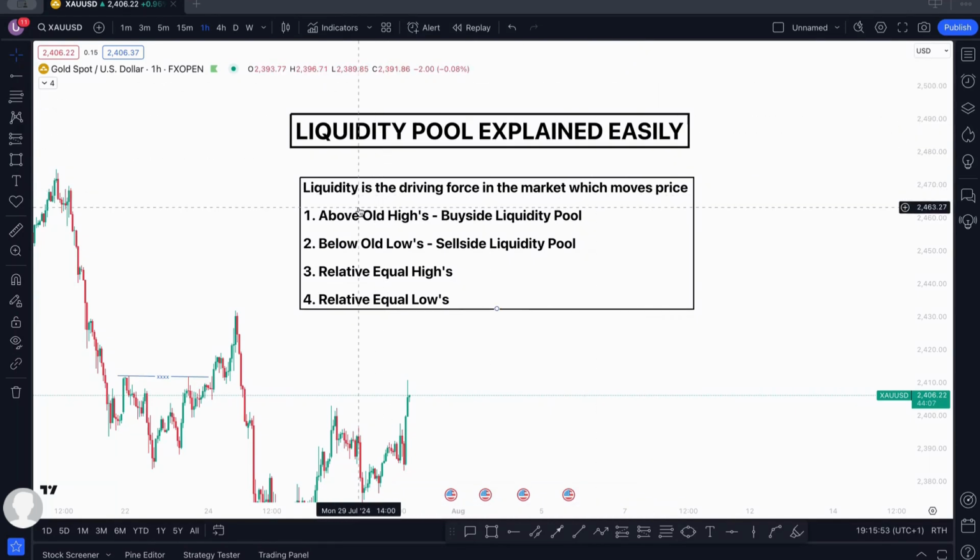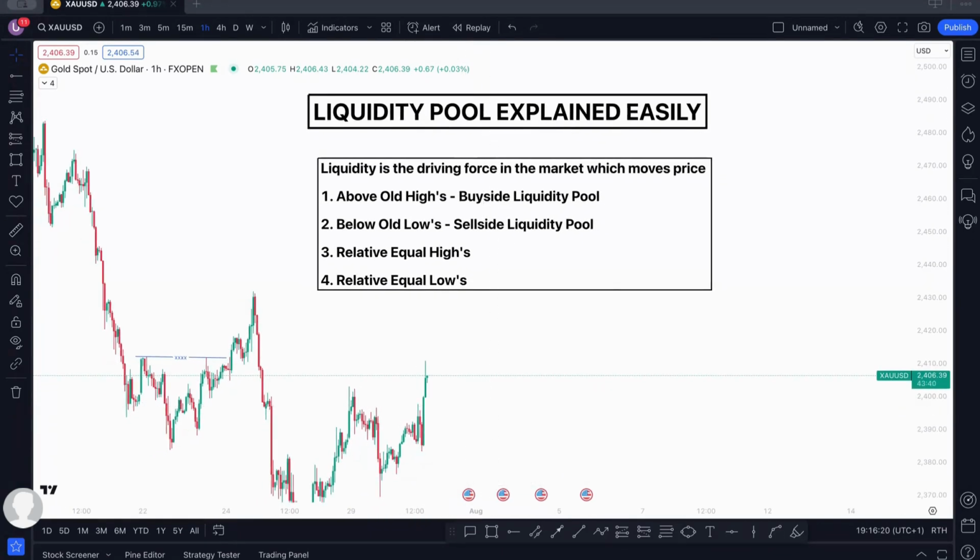Now, liquidity is the driving force in the market which moves price. Without liquidity, I doubt markets would be able to move. Above old highs, that's what we call buy side liquidity pool. Below old lows, sell side liquidity pool. Relative equal highs, relative equal lows. I'm going to show you an example of how it looks.